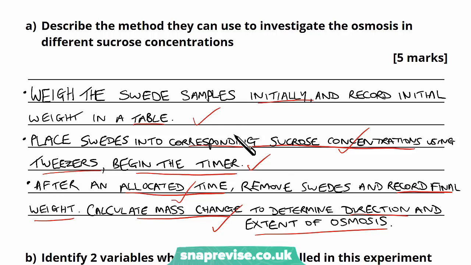So don't be too specific, just make sure that you cover each of the 5 steps crucially, and talk about how you might want to throw in a little bit of how you use the equipment, for example using the tweezers, how you use an allocated time, and so on. But as long as you cover the main stages of how you can use the masses to find out where the osmosis happened and in what direction, then that should be absolutely fine.